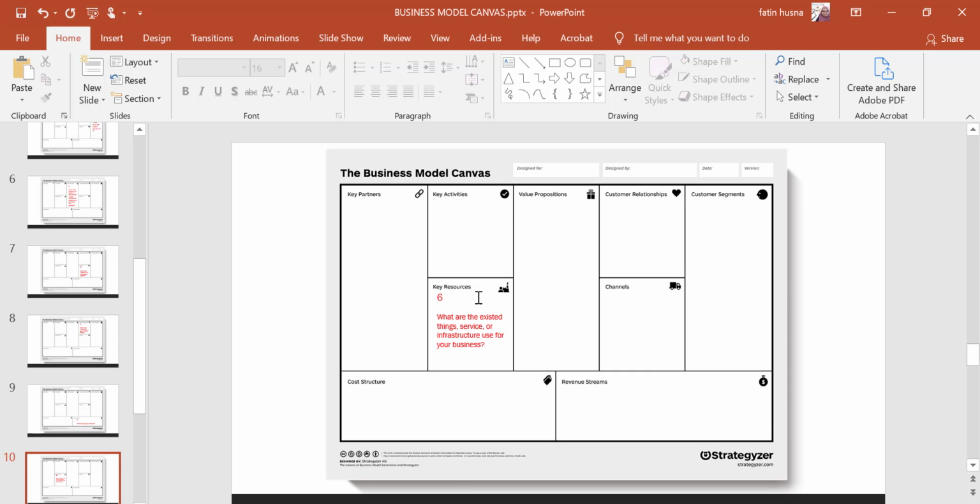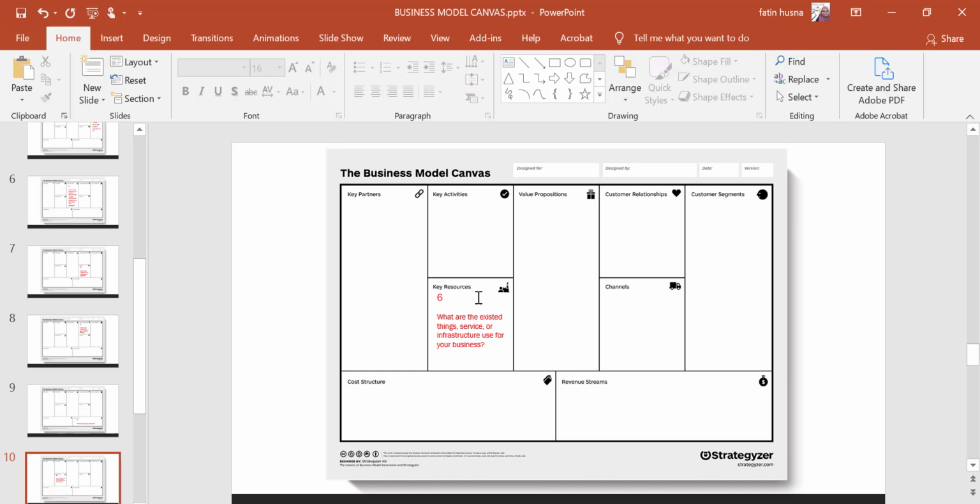Next is key resources. What are the existing things, service or infrastructure that you use for your business? This is something that you are not putting a lot of costs in. There is no costing when it comes to that. For example, you want to sell a tart, and you are using a microwave from your mom. That microwave is actually your key resource.